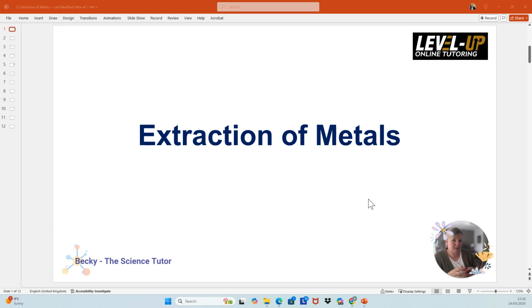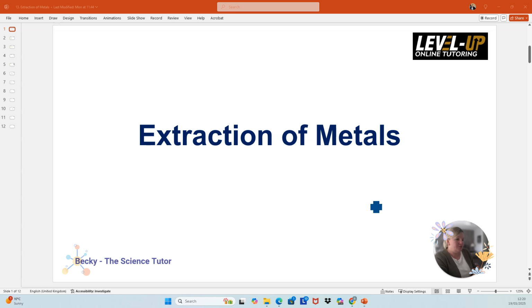And these are called metal ores. And we've got to get that metal out of that ore. And the extraction method depends on the reactivity of the metal. So in the last session we looked at how reactive these metals were, how we could order their reactivity, and now we're going to have a look at how that links to how we extract them.